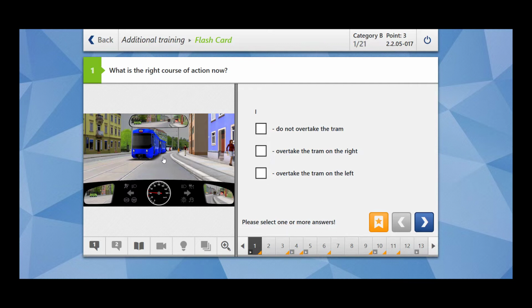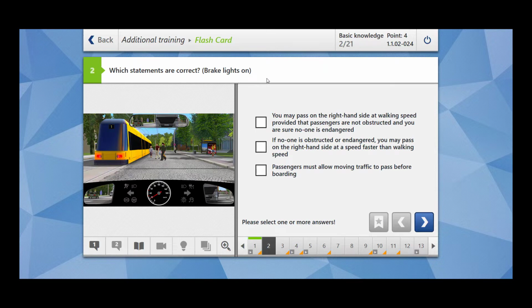If you see from the figure here, there is not enough space for us to move forward, right? So what would be the right course of action now? I do not overtake the tram. This is the correct option. I overtake the tram on the right. There is no option to overtake the tram on the right. I overtake the tram on the left. No, you should not cross the tracks. You should wait and let the tram move. Only then you can move.